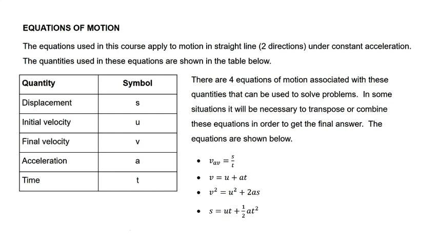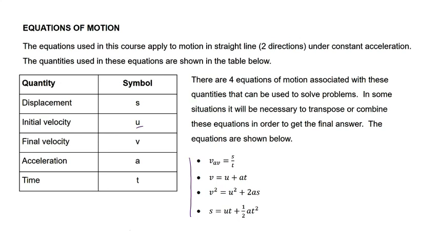Now, if we're accelerating, then our velocity is going to be changing because acceleration is a change in velocity. So we need to consider the initial velocity and the final velocity. So for initial velocity, we actually use the symbol U. Okay, so we've got these 5 variables and we've got these 4 equations that we can use, so that if we know 3 of the variables, we can calculate one of the other ones using the equations.